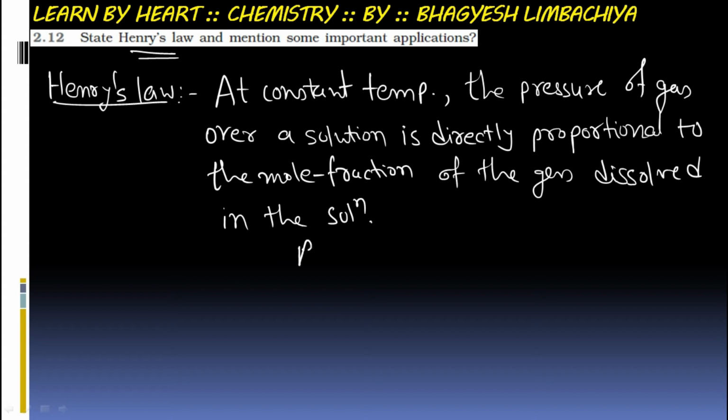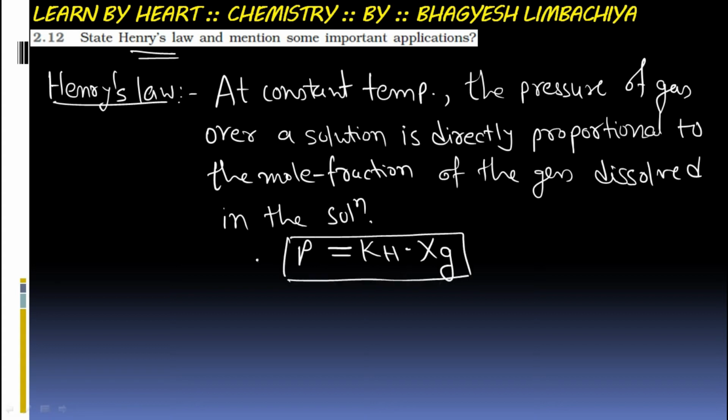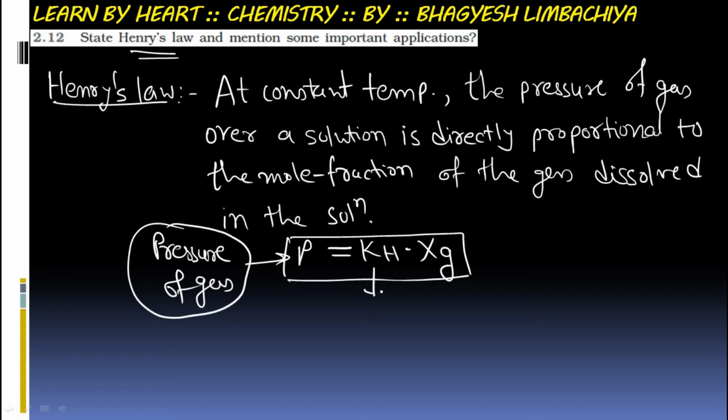So thus we can write the formula P equals KH into mole fraction of gas. This P is the pressure of gas, KH is Henry's constant, and Xg is the mole fraction of gas.